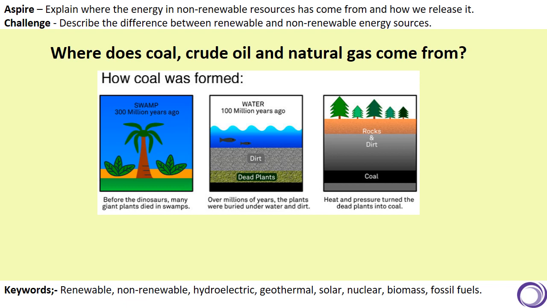So this diagram here has got coal on, but there's not much difference between the way that they form coal, oil or gas. So we're talking 300-ish million years ago, living things, animals, plants, are dying, particularly in the swamps, and then they're covered over with water and dirt, so they become compressed underneath. And then as they get deeper and deeper, they get more and more heat and pressure, which can turn those dead plants into coal. You'll then get coal, oil and gas forming deep underground, and this whole process takes millions of years.